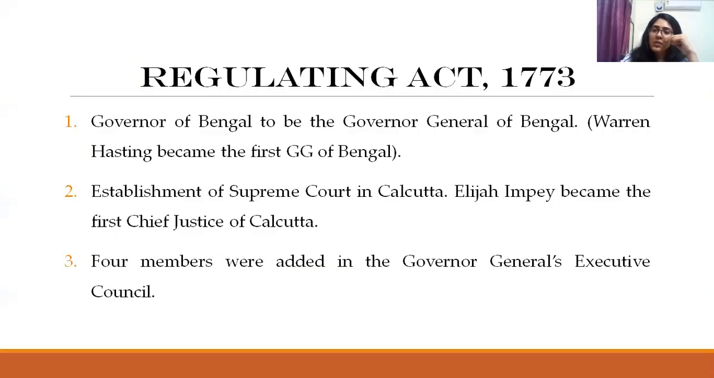Then Regulating Act of 1773. Now, in the Regulating Act of 1773, the Governor of Bengal was given the title of Governor General of Bengal. That is Warren Hastings. Here, he became the first Governor General of Bengal. So, all you need to remember is who was the first Governor General of Bengal. That is Warren Hastings. Now, in this Regulating Act of 1773, there was establishment of the Supreme Court. The Supreme Court was established in Calcutta, and Elijah Impey became the first Chief Justice of Calcutta.